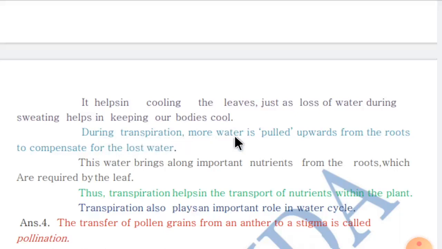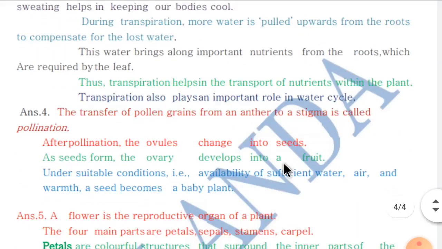During transpiration, more water is pulled upwards from the roots to compensate for the lost water. This water brings along important nutrients from the roots which are required by the leaf. Thus, transpiration helps in the transport of nutrients within the plant. Transpiration also plays an important role in the water cycle. So these are the functions of transpiration. Now let's see the next.